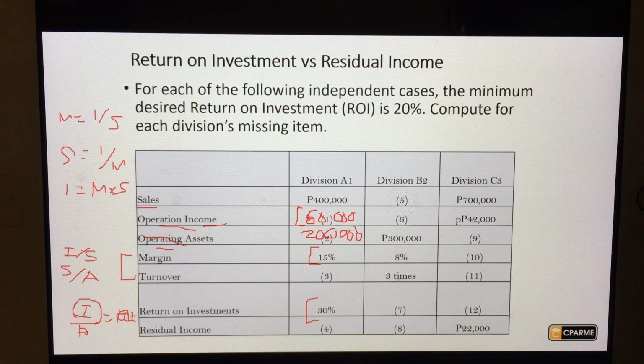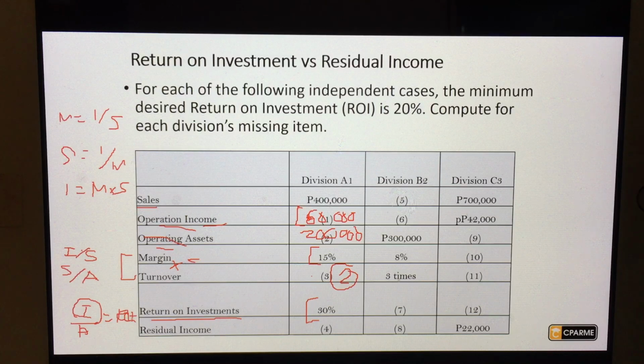Okay? So, ayun siya. Paano mo makukuha yung turnover? Is this something that you have to work back? Pwede mo naman siyang kunin sa sales divided by operating assets. So, 400,000 divided by 200,000, this is 2. Are there any ways that you can solve it? Yes. Kasi, return on investments is also equal to margin times turnover. Diba? This means na if you want to get your turnover, it can also be return on investments divided by margin. So 30% divided by 15%, ano makuha mo? 2 pa rin.